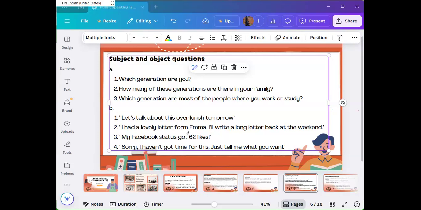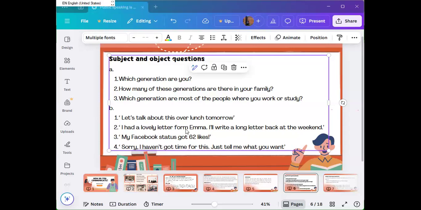I have a lovely letter from Emma. I will write a long letter back at the weekend. What do you think this sentence is? Which generation will say this sentence? Gen Z? Really? Gen Z, I have a lovely letter from Emma. I will write a long letter back at the weekend. Millennials? You, the millennials? Yes. Okay, maybe. So what about number 3?